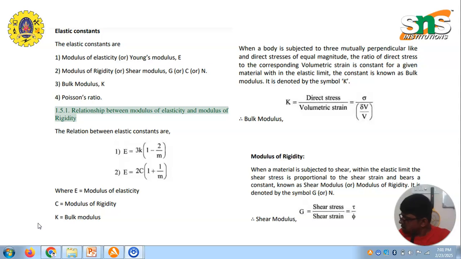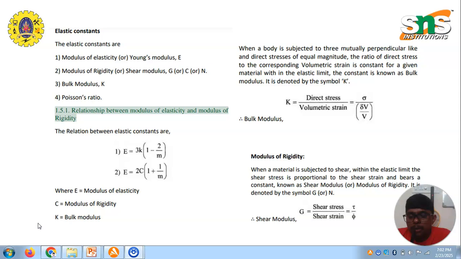The constant is called the bulk modulus. It is denoted by the symbol K. So K is equal to stress divided by volumetric strain. This is what we call the bulk modulus.